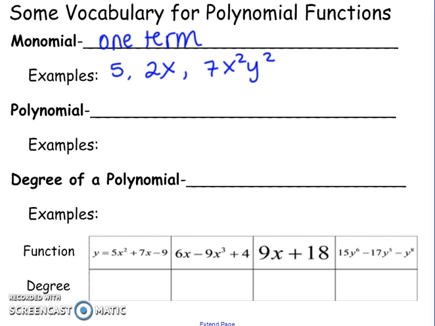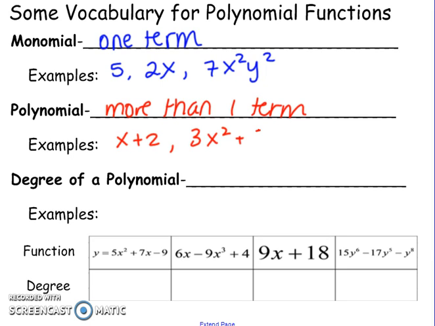A polynomial means that there's more than one term. Okay, and that means that the terms are broken up by addition or subtraction. So an example of a polynomial would be x plus 2. Another example would be 3x squared plus 5x plus 6.